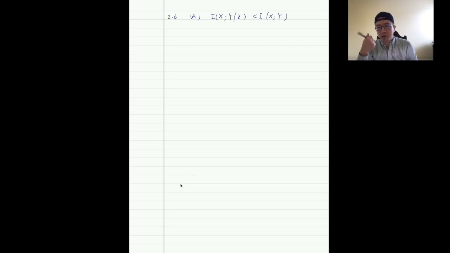Okay, so as you recall, when we discussed in class, the case where conditioning can reduce the mutual information is when X, Y, Z form a Markov chain, right? So this is the case where X, Y, Z forms a Markov chain, right? Which means that given Y, X and Z have to be statistically independent.